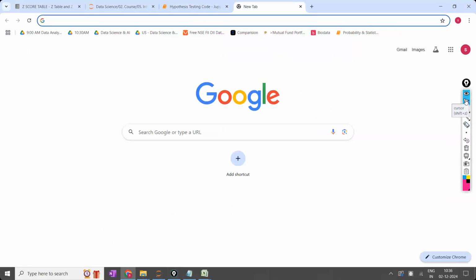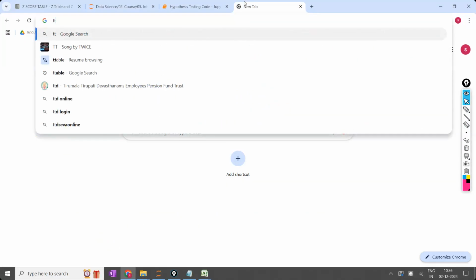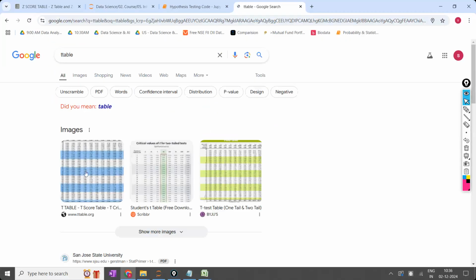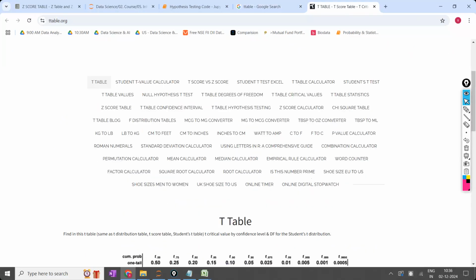Komal is asking, could you please explain how the value was calculated? Same: x bar minus mu divided by s by square root of n, that is, sample standard deviation divided by square root of n. Right? Next, I'm writing here T table. Now see here, I'm going to get the T table like this.